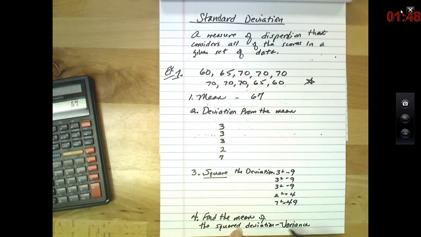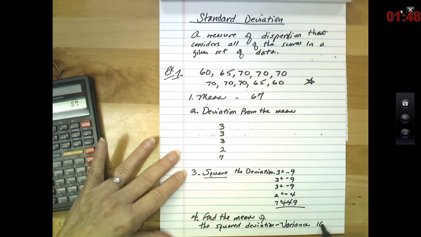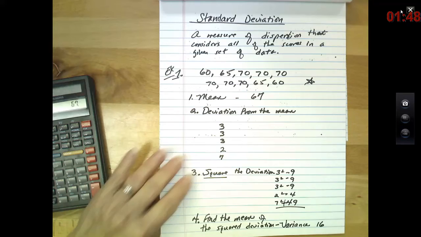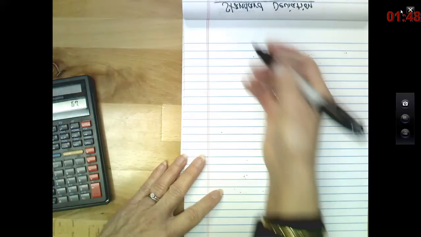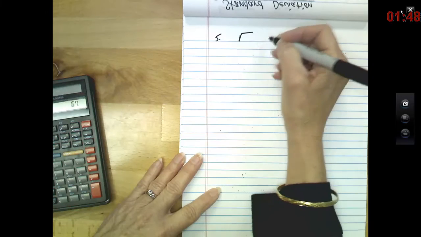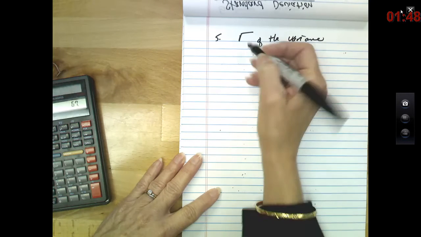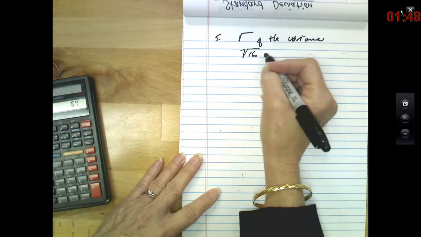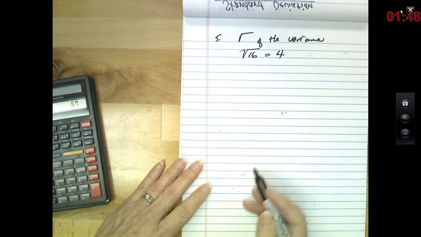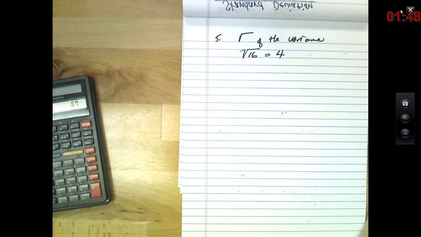Okay, now then you find the mean of these numbers. You add these up, divide by 5. Okay, what'd you get? I got 16. Okay, that's right. So the variance is 16. Then the last thing you do is take the square root of it. Square root of the variance. So the square root of 16 is a 4. So the standard deviation is 4.